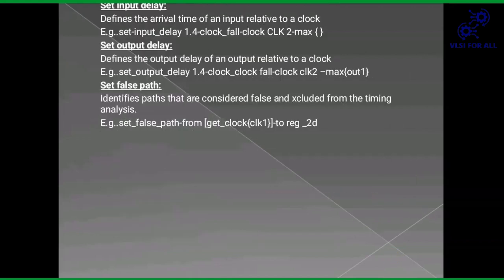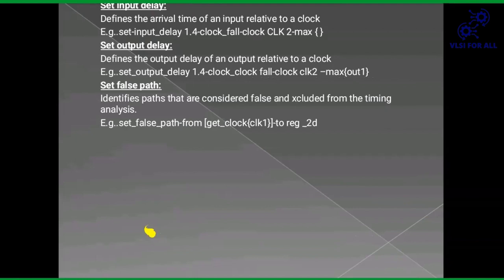And the next one is set input delay. Set input delay defines the arrival time of an input related to a clock. That means it mainly depends on when the clock is entering during the arrival time, and that relative input is defined by set input delay.